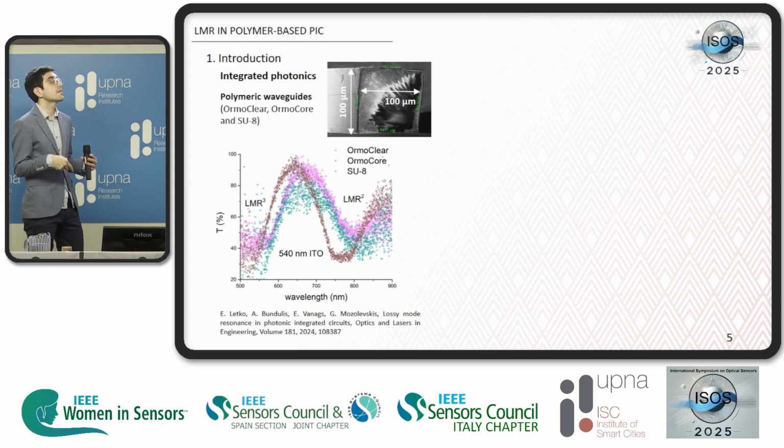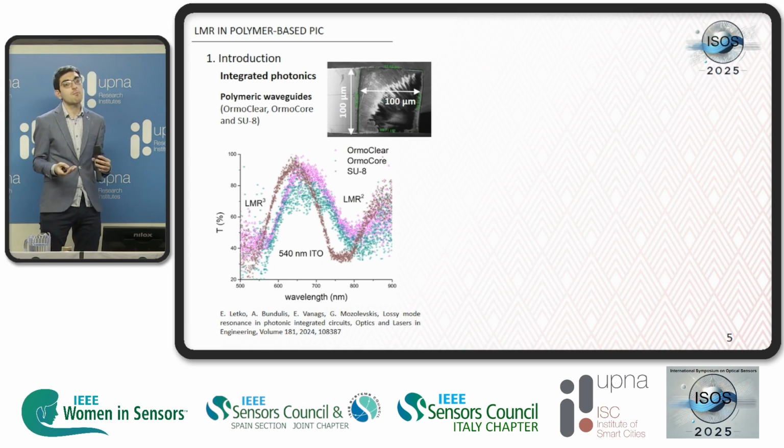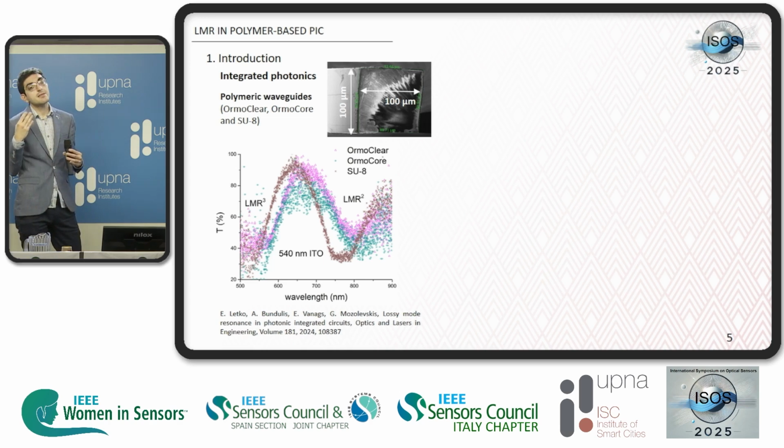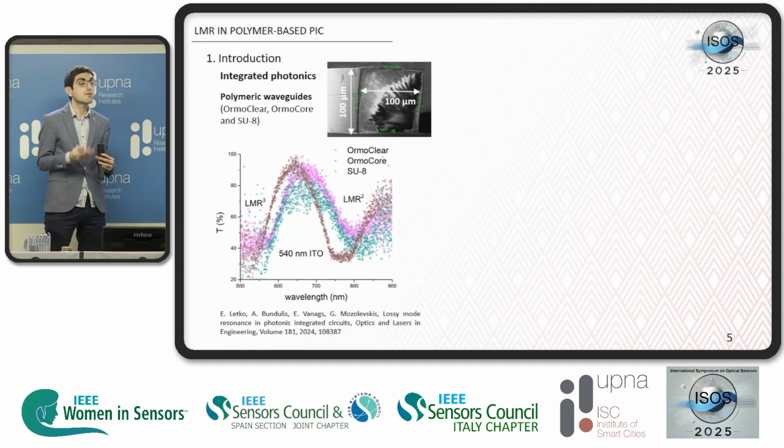So they use a glass substrate, then they manufacture the polymeric waveguides. They have used different kinds of polymers, here Ormo-Clear, Ormo-Core, and SU8. SU8 is one of the most common polymers used in integrated photonics. And then, after that, they perform a deposition of indium tin oxide, ITO, to generate the LMR, which you can see here. These are lossy mode resonances of different orders. So this work is really interesting because, as I have said, it's the first experimental result of this kind.